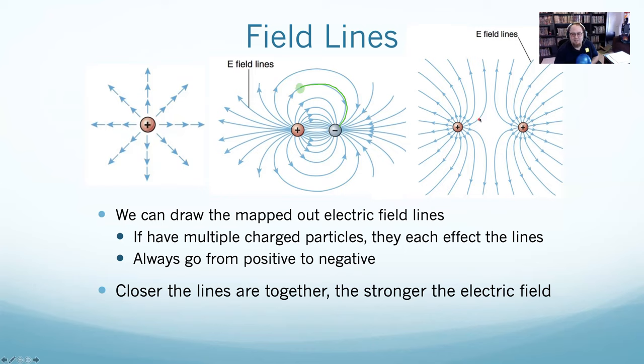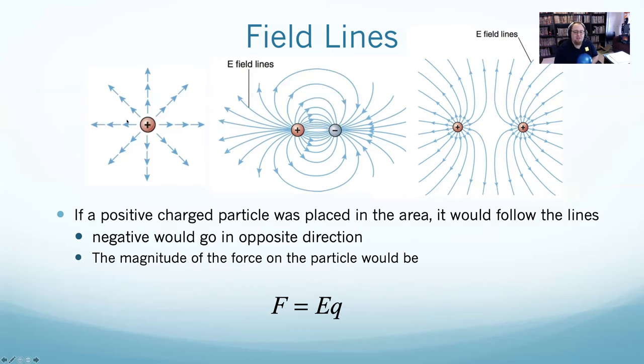If I was to put a positive charged object right here, it would go like this and follow this blue arrow. It'll show exactly how it moves, always going from positive to negative, following these lines. Also, anytime the lines are closer together, like they are here versus out here, that means a stronger electric field. That means the object would feel a stronger force, where the force it would feel would just be equal to the electric field times the value of the charge you put in it.